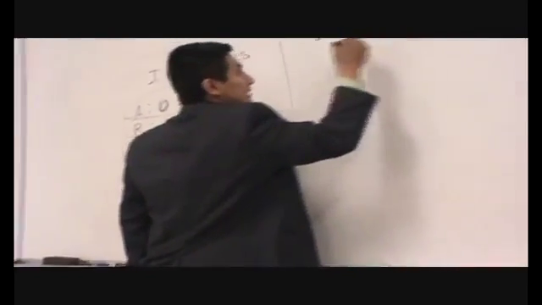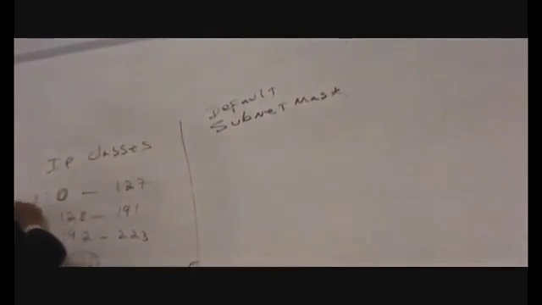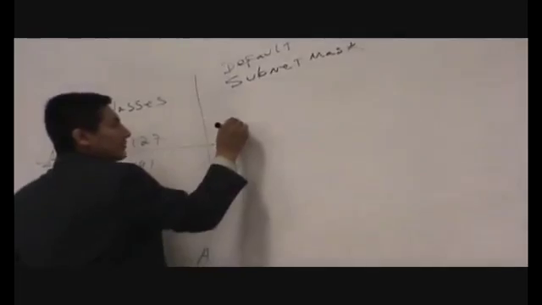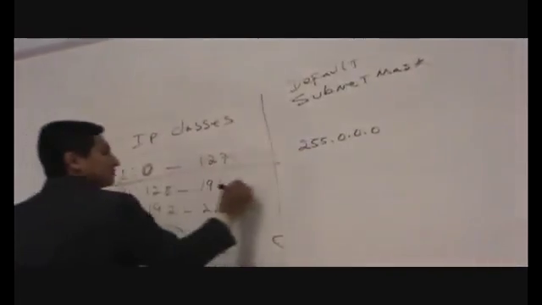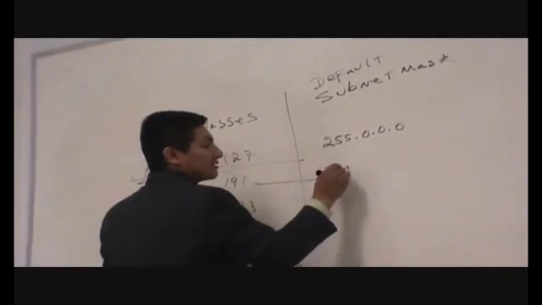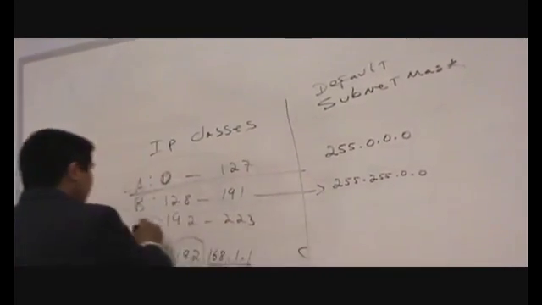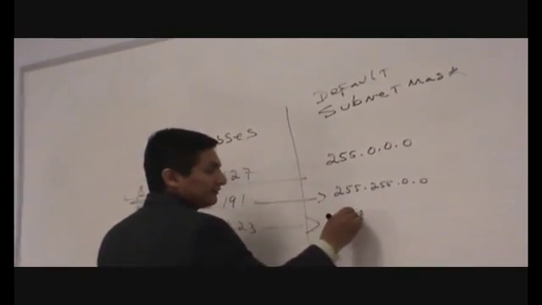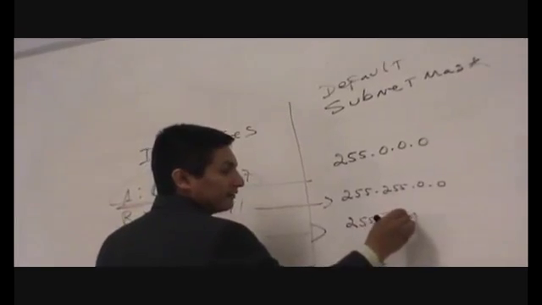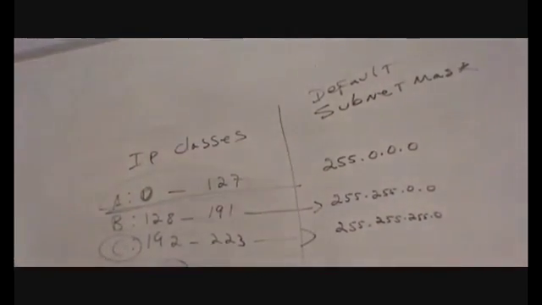The default subnet mask for each class. For Class A, my default subnet mask is 255.0.0.0. For Class B, my default subnet mask is 255.255.0.0. And for Class C, my default subnet mask is 255.255.255.0. All right. You need to know this.